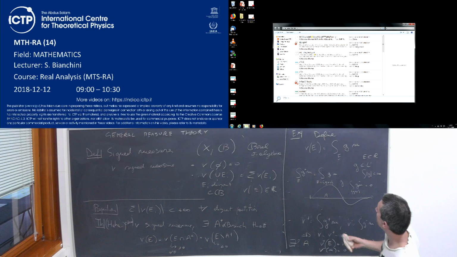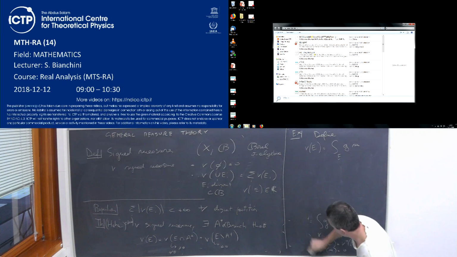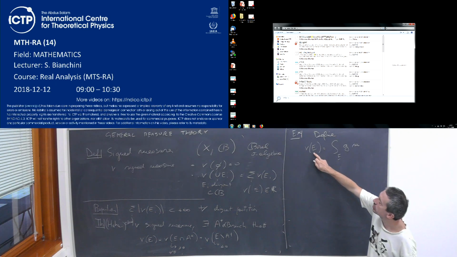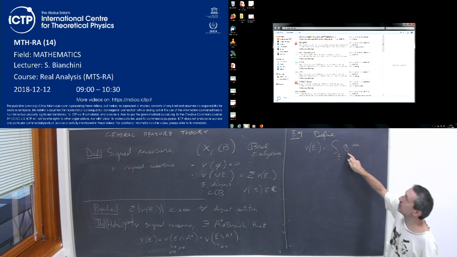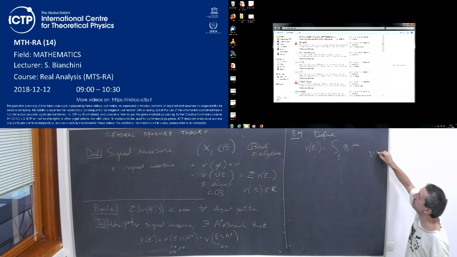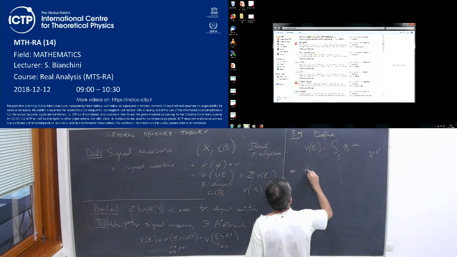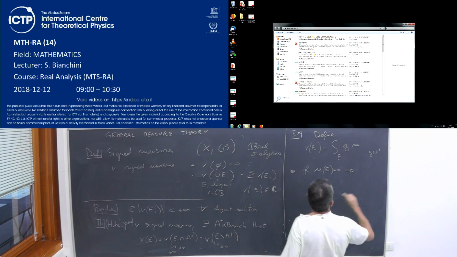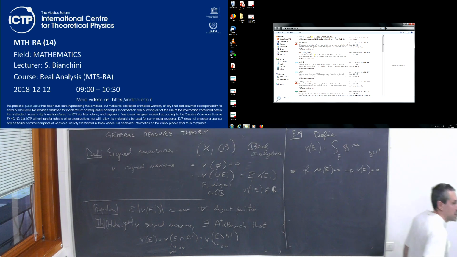So this example tells me that the measure of a set is the integral over that set of a function which is in L1. So then I have the following properties. If the measure of E is equal to 0, then the integral is equal to 0. Is that true?